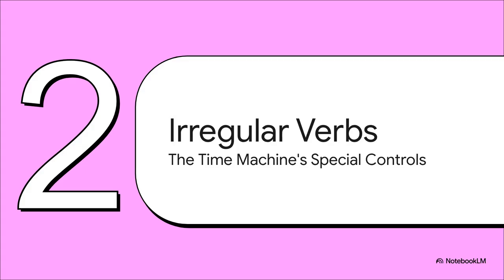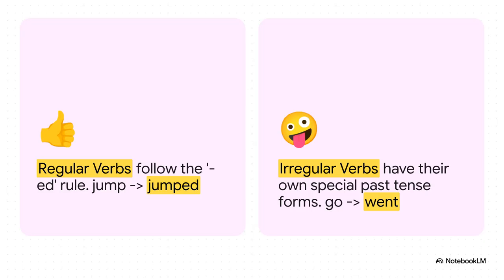Okay, so not every verb likes to follow the rules. Some of them are total rule breakers. Think of these as the wild and wacky special controls on our time machine. We call them irregular verbs. These wacky, irregular verbs don't use ed at all. Nope, they completely change. For instance, the past of go isn't goed. No way, it's went. They just have their own special ways of time traveling.